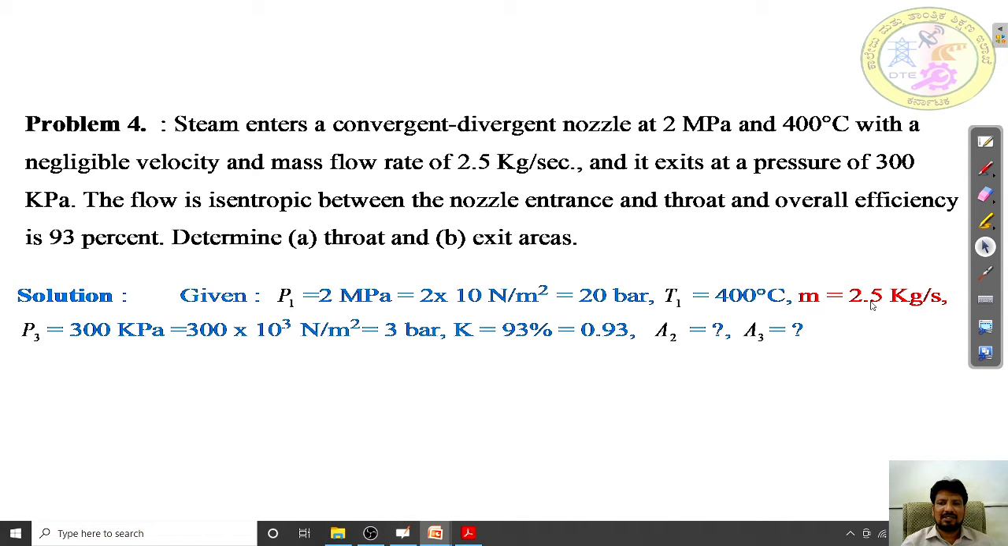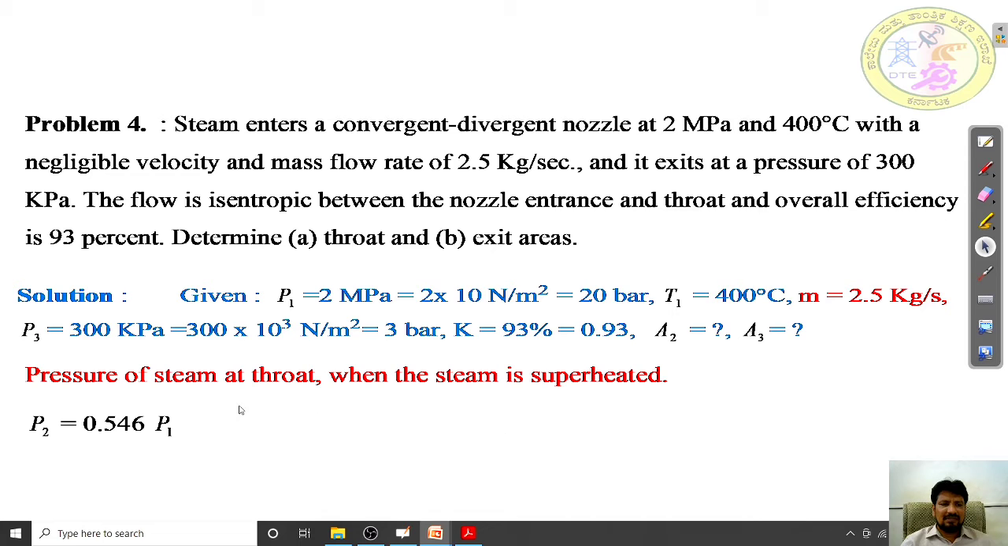Then the mass flow rate is given as 2.5 kg per second and the P3 value, that is the pressure at the exit, is given as 300 kilopascal. 300 into 10 to the power of 3 Newton per meter square, which is equal to 3 bar. The overall efficiency K is given as 93% or 0.93. Then you find A2 and A3, that is the area at the throat and the area at the exit.